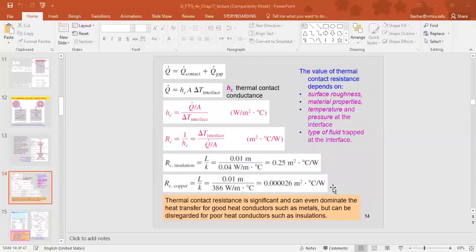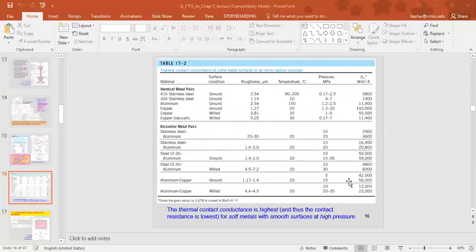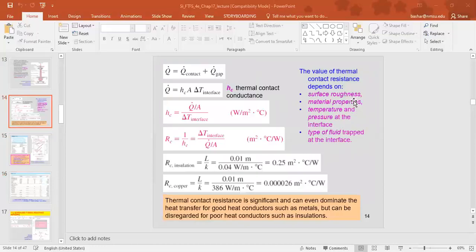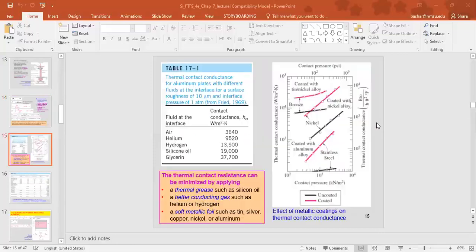Okay, so that's for the thermal contact resistance. These are values for the thermal contact conductance. Again, that's the inverse of the thermal contact resistance. That depends on the two layers of material, whether they are identical metal pairs or dissimilar metal pairs, what the surface condition is, what the roughness is, what the temperature is, what the contact pressure is. That results in different values for the thermal contact conductance. Again, the thermal contact conductance, as shown here, is simply the reciprocal of the thermal contact resistance.